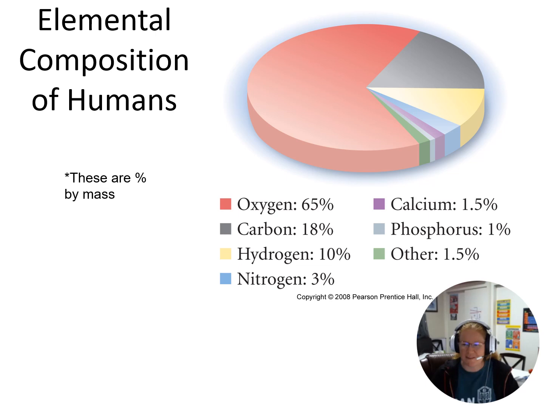Okay. When we think about ourselves, human beings, a human being by mass is made up of about 65% oxygen, 18% carbon, 10% hydrogen. Nitrogen, calcium, phosphorus are all there in appreciable amounts, and all the other elements that make up our bodies and make sure that we are functioning correctly are also there in trace amounts.